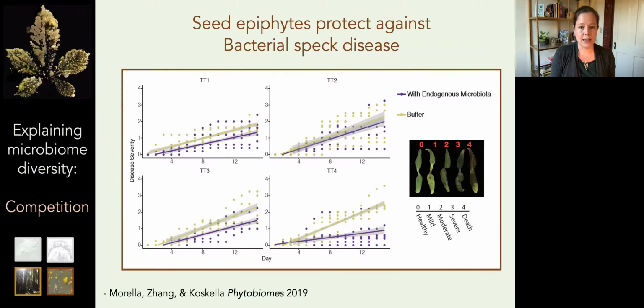And this is what that looks like. On the x-axis, we have time as the seedlings are growing and maturing and becoming diseased. And on the y-axis, we have disease severity. And there's a picture of what bacterial speck looks like on these seedlings on the right.